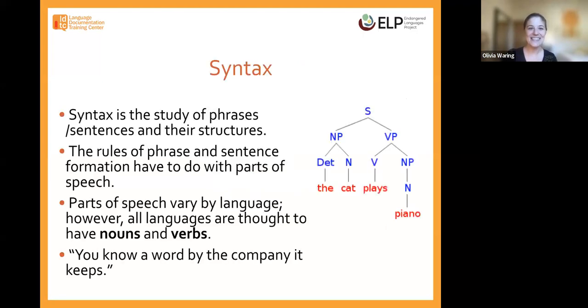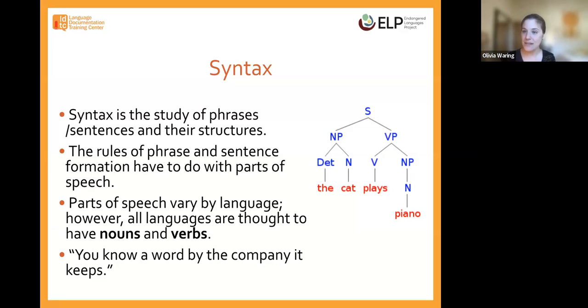Syntax is the study of phrases or sentences and their structure. So we are progressively building upon our study of language. Last week, you learned about sounds. Now we've expanded to words and units of meaning. And now we're going to expressing entire thoughts. And the structure of those thoughts and how you put together those smaller units of meaning is syntax.